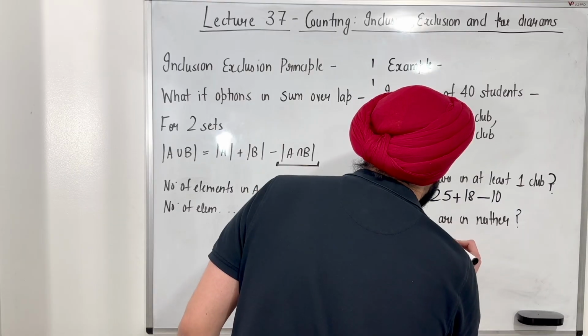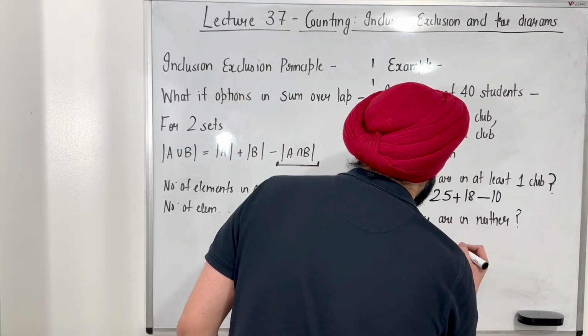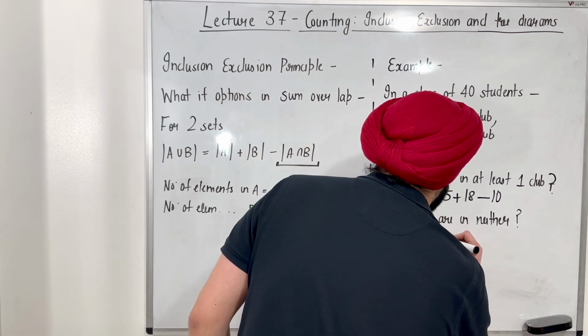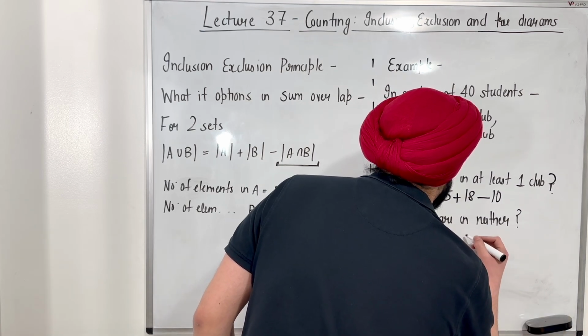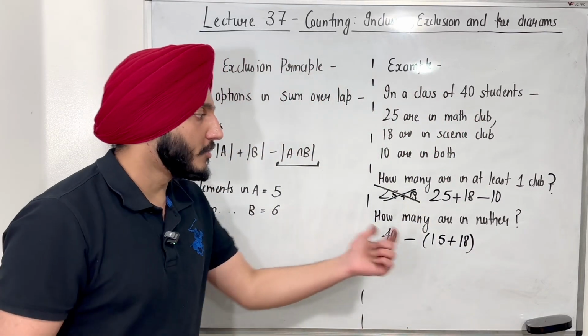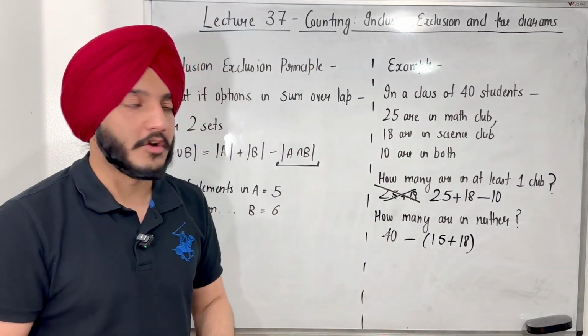So it would be 25, I should say, I can just simply write it as 15 plus 18. And that would be the total number of students that are in neither of the clubs, right?